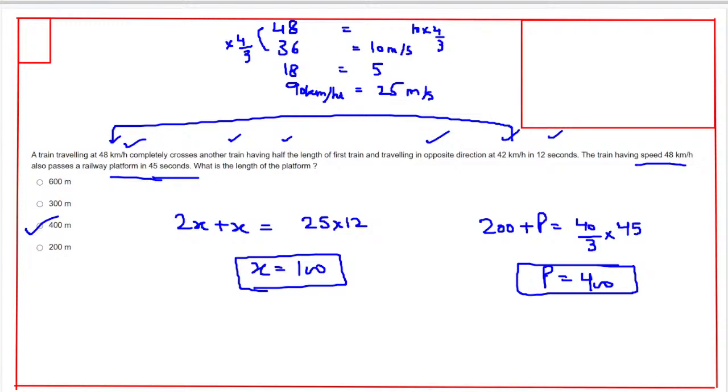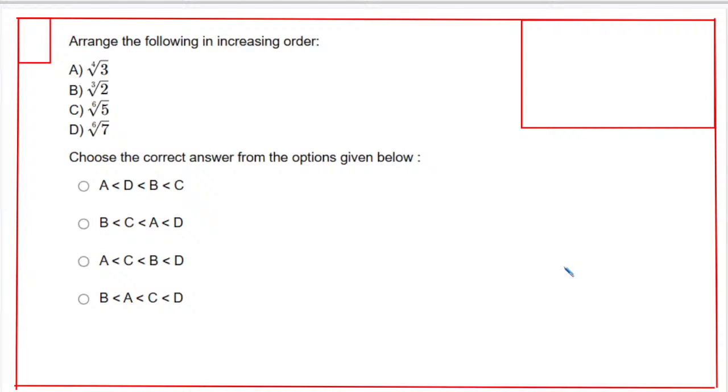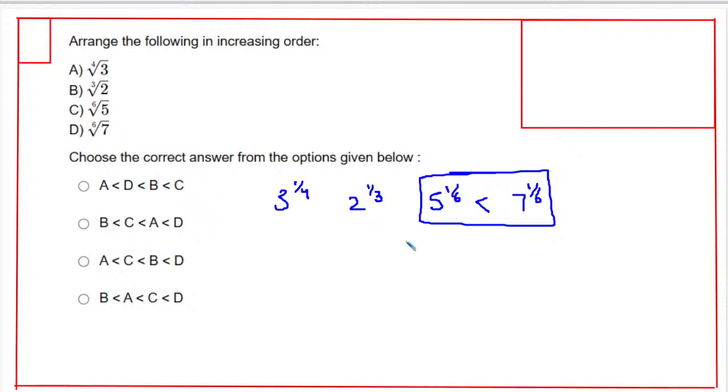Okay, comparison. There is a comparison topic also. Which one is greater? 3 raised to the power 1 by 4, 2 raised to the power 1/3, 5 raised to the power 1/6, and 7 raised to the power 1/6. This is quite visible. This is greater than this one. Now compare between the rest of the three. This is A, B, C, D. So D is greater than C.